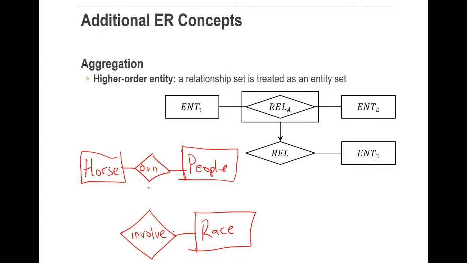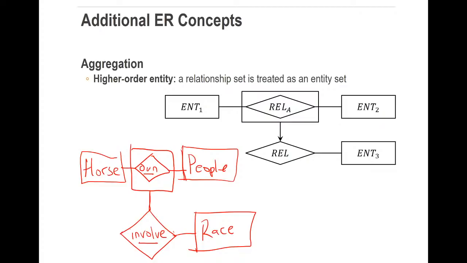To do that, you need to connect between the own here and the involved. But the own here is a relationship, so you cannot do that directly. You have to make this an aggregate. It can be any kind of arrow, so you can have this arrow. So this diagram says that only people who own a horse can be involved in a race.